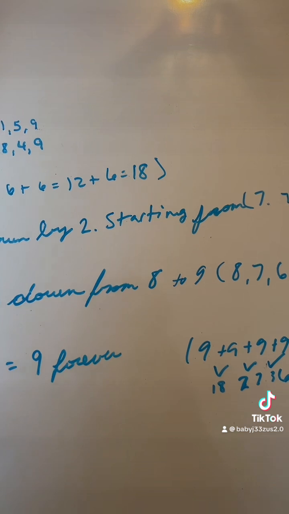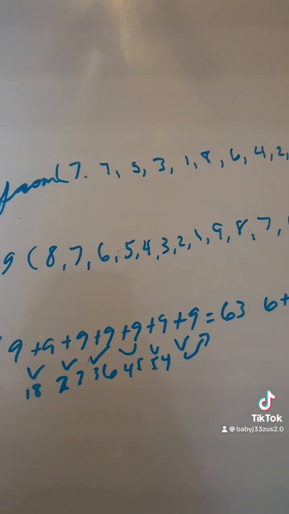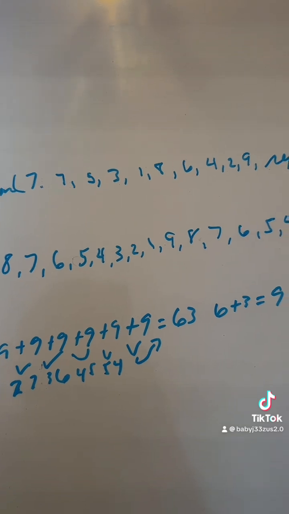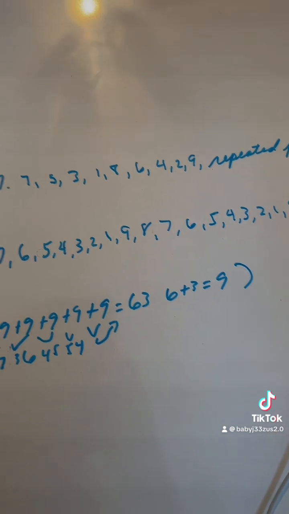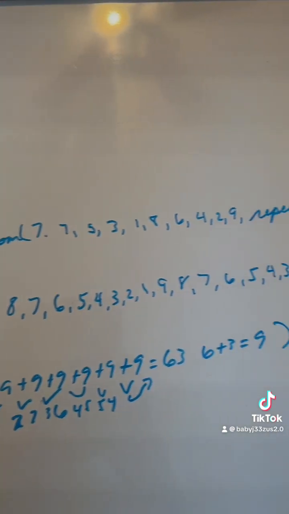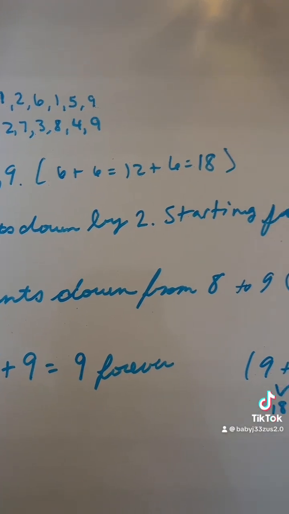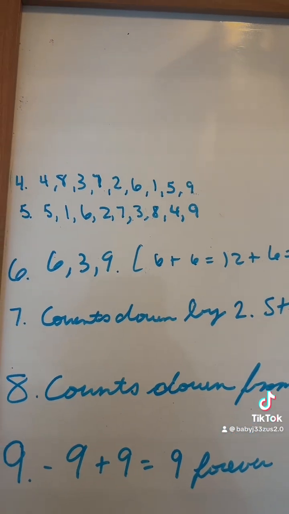You see 8, it just counted down in order. 8, 7, 6, 5, 4, 3, 2, 1, 9. Every one of the codes to each number ends in 9. You see 9 is just 9. 8 ends in 9. 7 ends in 9. 6 is 639. 5 ends in 9. 4 ends in 9.